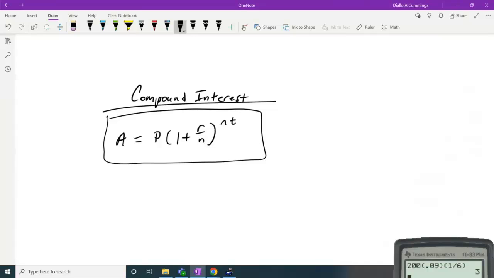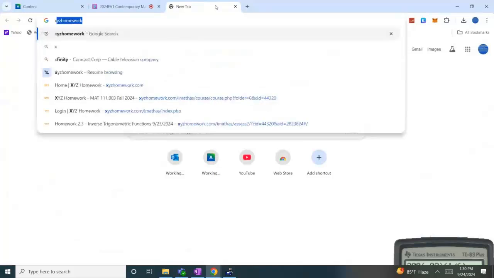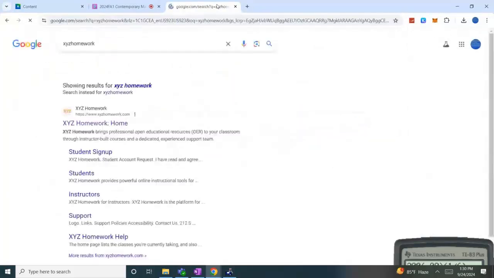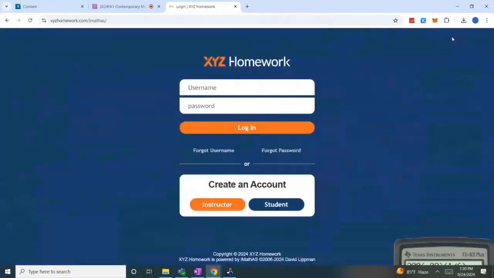So now how do you know the difference? When do you use the simple interest formula and when do you use the compound interest formula? Well, the compound interest formula, if it is required, the problem will basically tell you, it'll say compound interest.